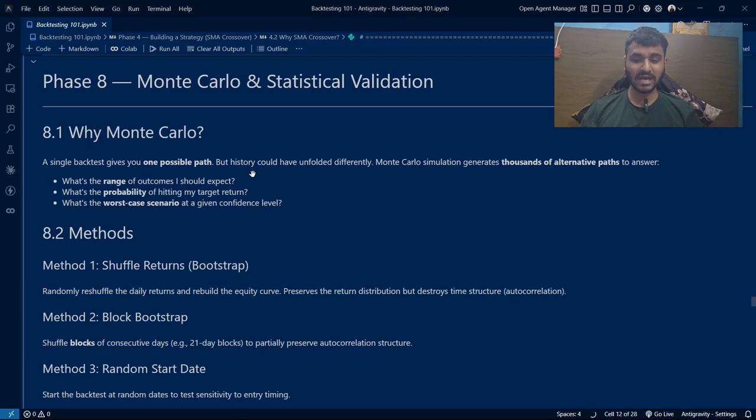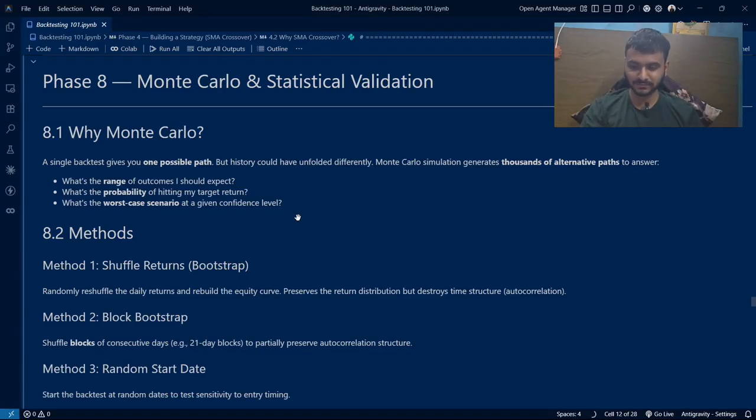So we have to consider the best possible paths, the worst possible paths, and using Monte Carlo, you are generating thousands of alternative paths. You could use 5,000, 10,000, 2,000, 1,000, 25, 50, 100,000, entirely up to you. It will help you understand the range of outcomes you could expect: what's the probability of you actually hitting your targets, and what's the worst case scenario at any specific point of time.